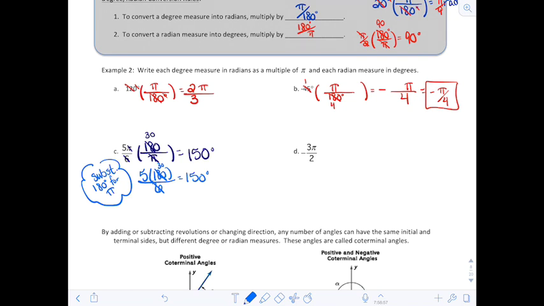So D, negative 3 pi over 2. We are going to convert that to degrees, and it's going to be negative. If I want this to be degrees, I want the pi's to cancel, so I'm going to put pi on the bottom, 180 on top. Pi's cancel, 2 goes into 180 90 times, and 90 times 3 is 270. So negative 270 degrees is the same as negative 3 pi over 2.